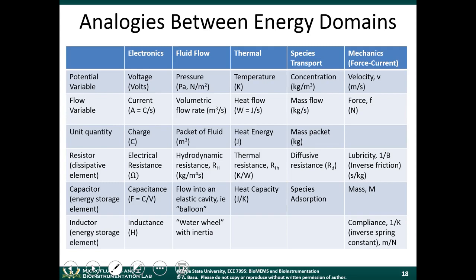And even in the mechanics domain, you can use these analogies as well. The potential variable can be velocity, the flow variable can be force, the resistive element is lubricity, capacitor element is mass, inductive element is compliance. We haven't talked much about the inductive portions here. We didn't talk about that on the last slide. It's a little less intuitive, so we're not getting into the details of that now. But I want you to know that they do exist.